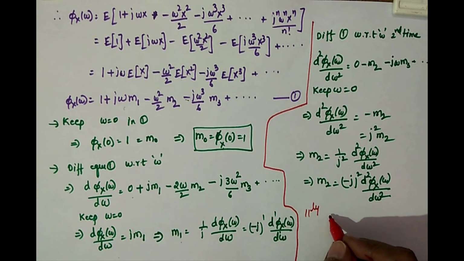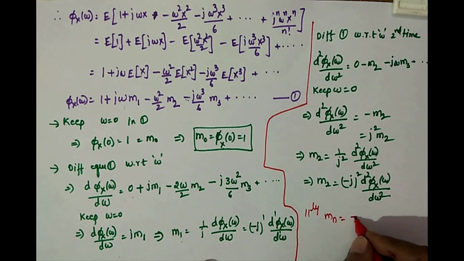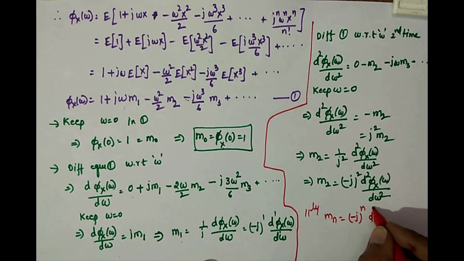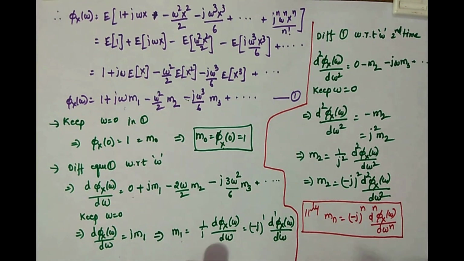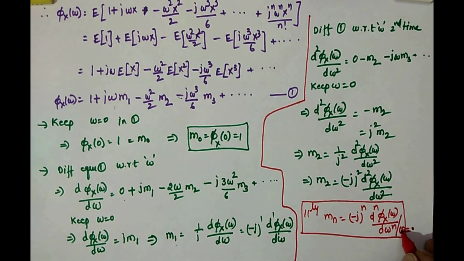Similarly, if you find mn, what you're going to get? You're going to get minus j whole power n, and d power n phi x of omega by d omega power n. Okay? So this is the derivation for the nth moment. So this is at omega equal to 0.